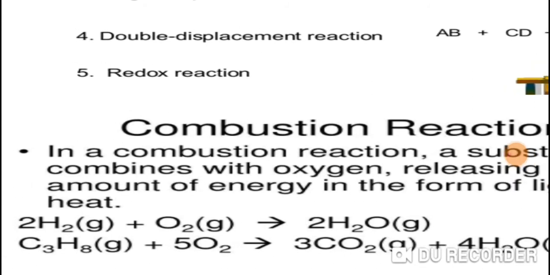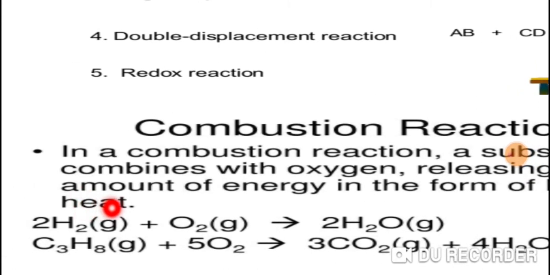For an example, formation of H2O. We added H2 hydrogen gas molecule and water is formed. So in the presence of oxygen, water is formed. So this is a combustion reaction or a redox reaction.